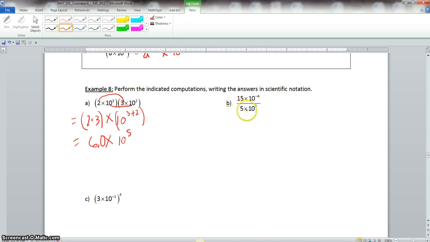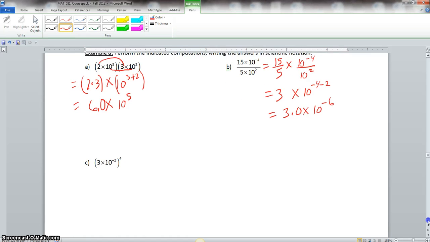Now we go here to B. Now, with B, again, we would take 15 divided by 5 times 10 to the negative 4 all over 10 to the 2nd power. So this will give us 3 times 10 to the negative 4 minus 2. Now we know negative 4 minus 2 is negative 6. So this would be 3.0 times 10 to the negative 6. And we're done with that problem.